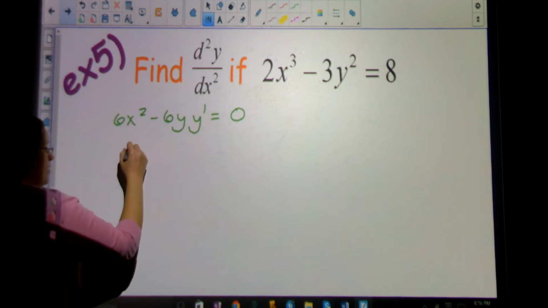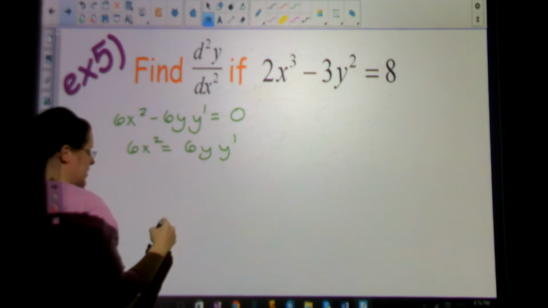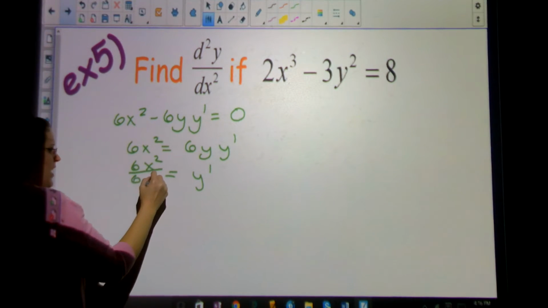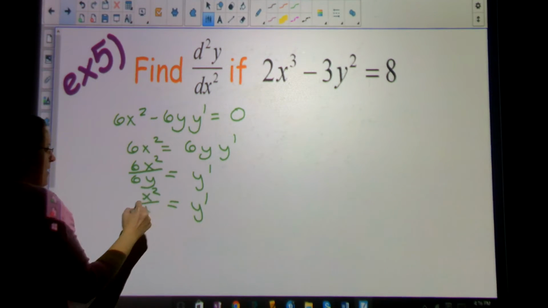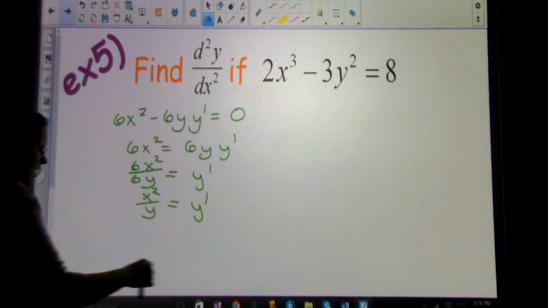Okay, let's take some stuff over. So 6x squared. Try to keep it positive. That will just make your life a whole lot easier. And please reduce. I get x squared over y. So there's my first derivative. Now let's work on taking my second derivative.